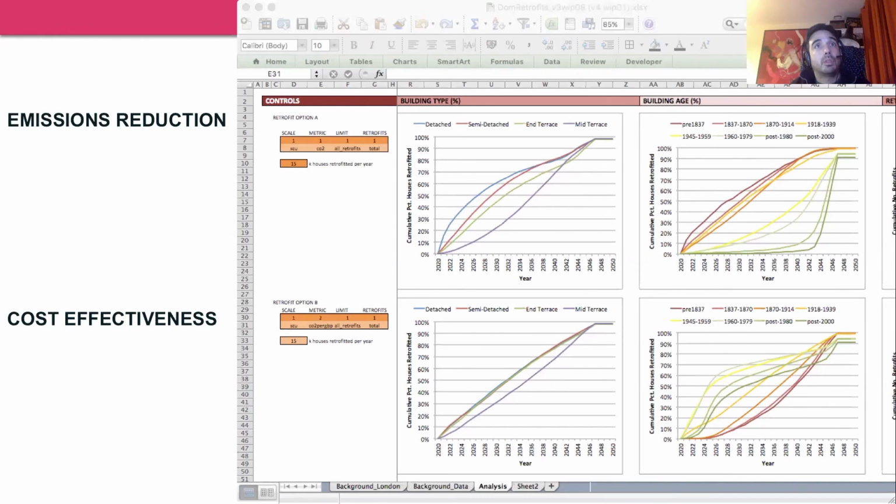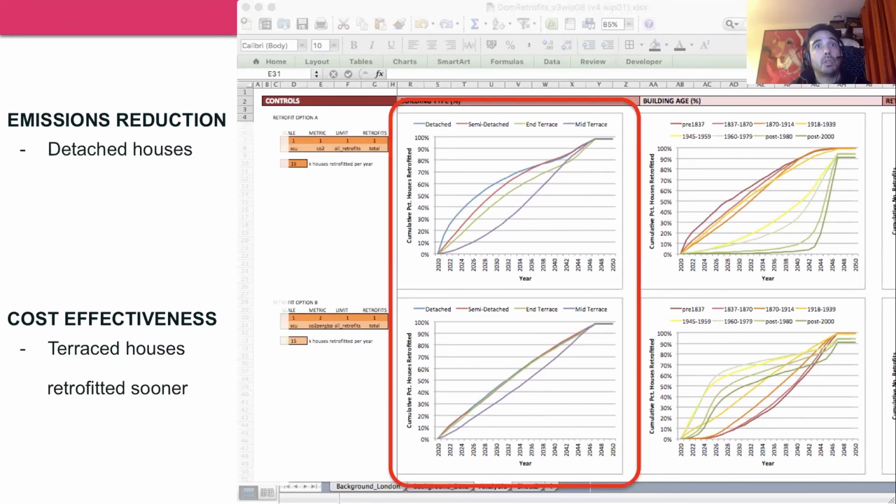So what do the 2 scenarios show? Well, these 2 charts show how retrofits are rolled out across the different building categories across London. This pair shows the proportion of house types, and we can see that to maximize emissions reduction in the top left, rollout should start with detached houses in blue, followed by semi-detached, end terrace and so on. And in contrast, in the cost effectiveness scenario at the bottom, the distinction is less clear, with terraced housing starting much sooner.